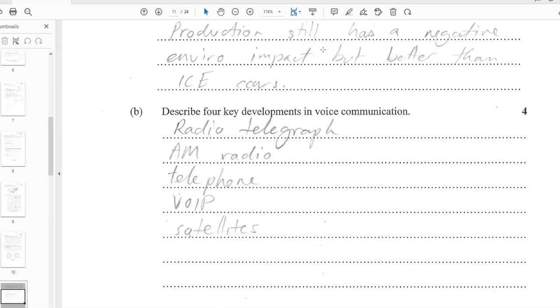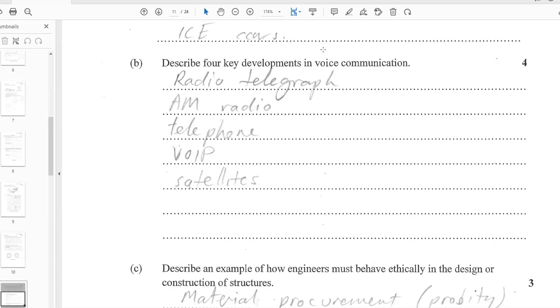Another way of phrasing it: if they say it has an overall better environmental impact than internal combustion, that's another way of saying it still has a negative impact. It's just better, by comparing. We're using comparative language. Okay, describe is features and properties, features and characteristics.